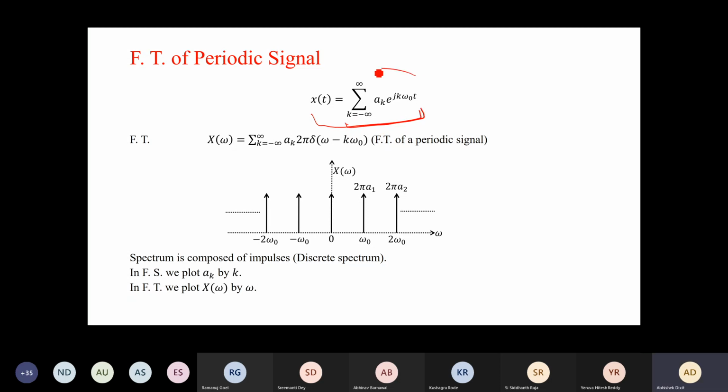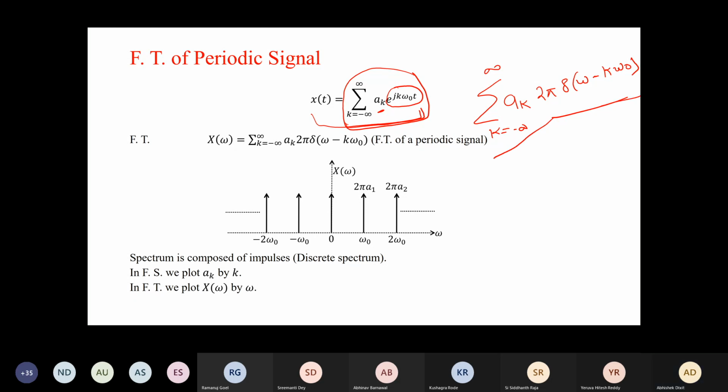If I have to take the Fourier transform of this signal, what would it be? The a_k's are constants, right? So I will have a_k. I'm just writing the Fourier transform. And what is the Fourier transform of e to the power jk omega naught t? We have already seen this. This is 2 pi delta of omega minus k omega naught. So done. The Fourier transform of a periodic signal is this.